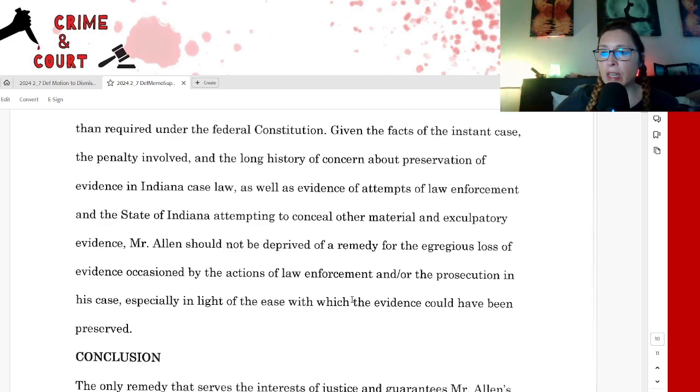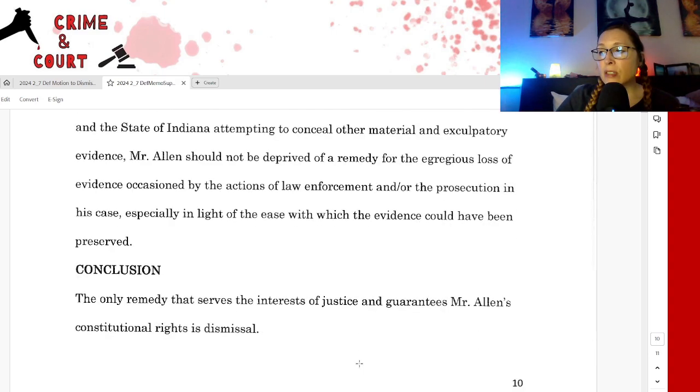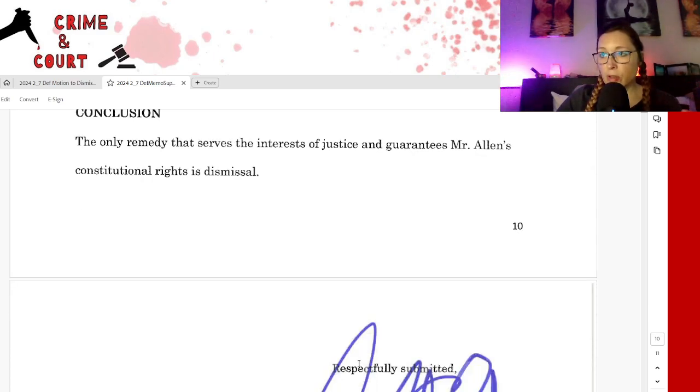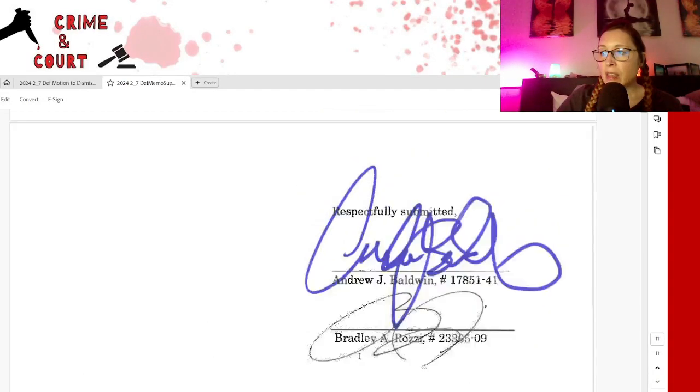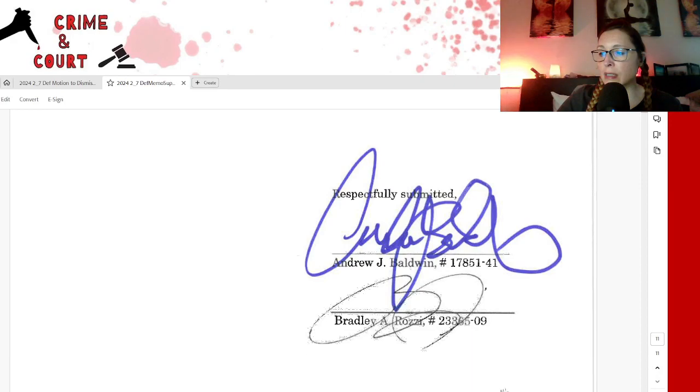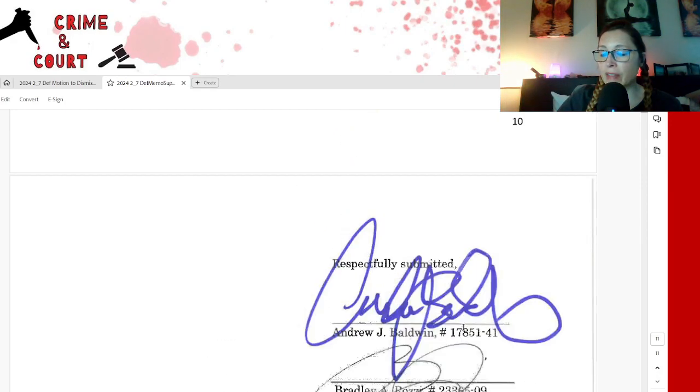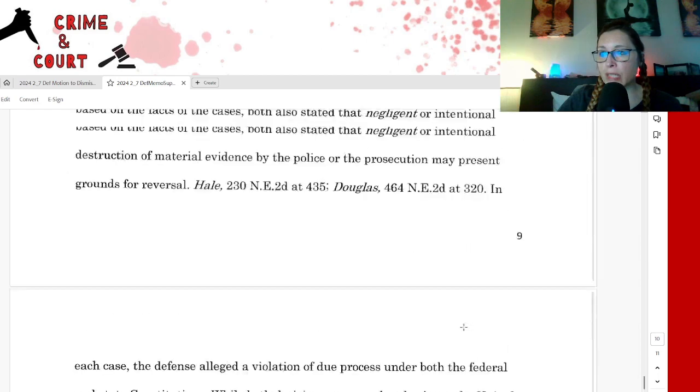as well as evidence of attempts of law enforcement and the state of Indiana attempting to conceal other material and exculpatory evidence, Mr. Allen should not be deprived of a remedy for the egregious loss of evidence occasioned by the actions of law enforcement and/or the prosecution in his case, especially in light of the ease with which the evidence could have been preserved. The only remedy that serves the interests of justice and guarantees Mr. Allen's constitutional rights is dismissal. That was written by Andrew Baldwin and Bradley Rossi, and certified on the 7th of February, so just yesterday.